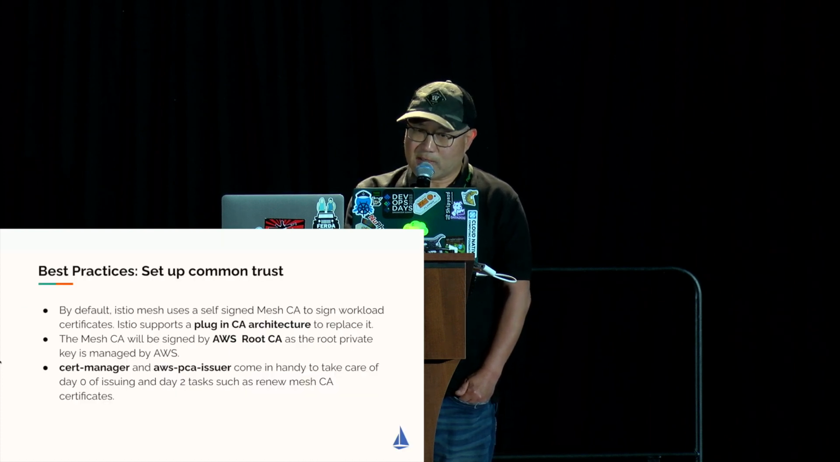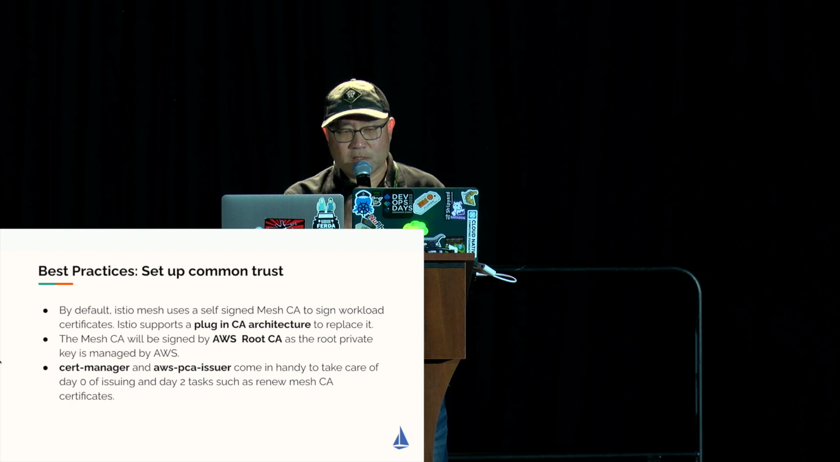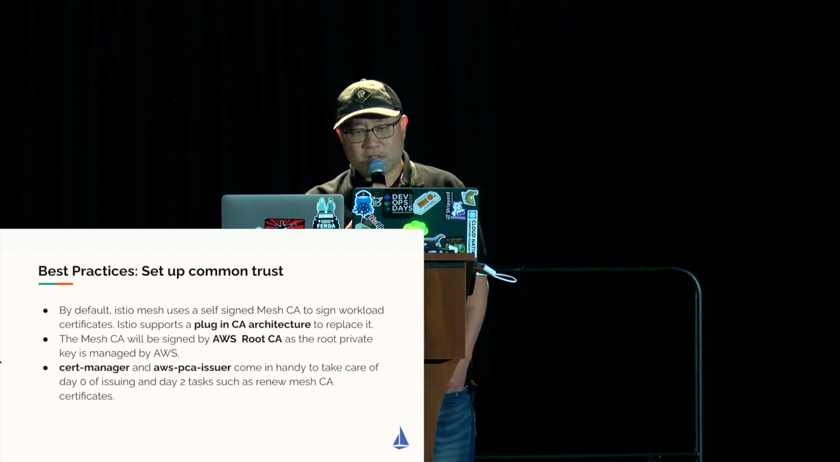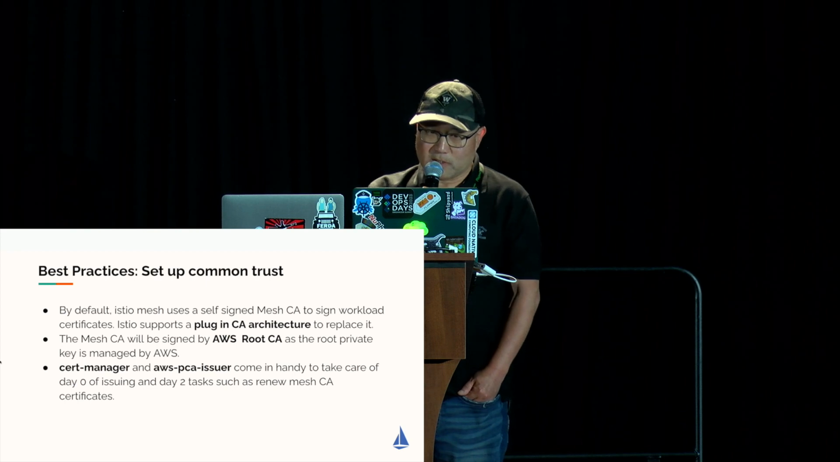So now it's about time to set up common trust. Istio supports a plugin CA architecture. We can plug in a new mesh CA to replace the self-signed mesh CA, and this mesh CA is actually signed by the root CA, and the private key is managed by AWS Cert Manager, and the AWS PCA issuer plugin comes in pretty handy to take care of the day 0 issuing the certificate and the day 2 task as well.